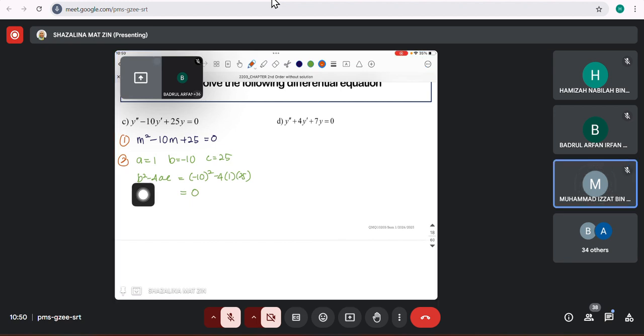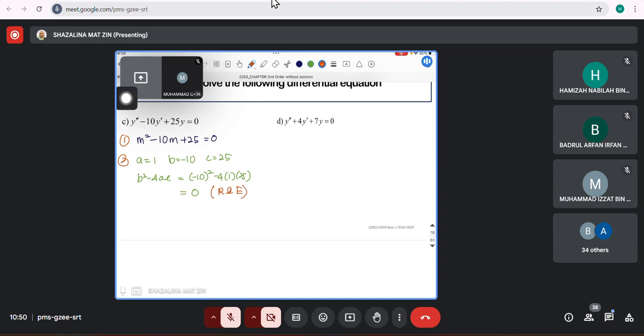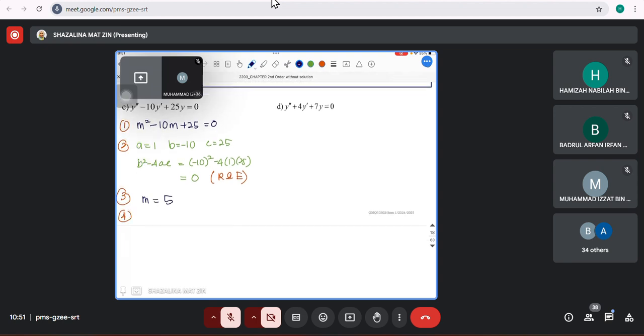b square minus 4ac equals 0 means this is real and equal. Real and equal means we only get one value of m. Now find the value of m. Press the calculator. What is the value of m? 5. Okay, 5. Then go to step number 4.